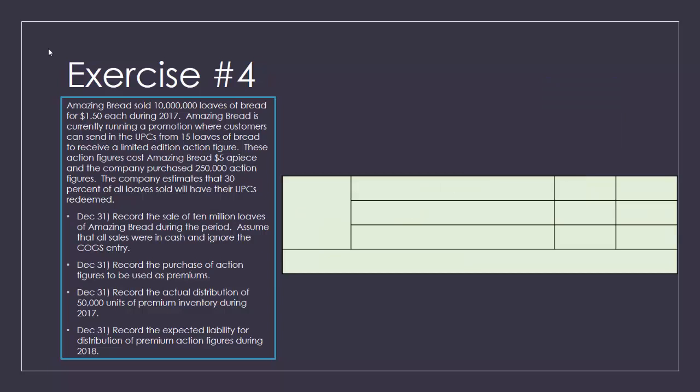In the third entry, we're going to record the actual distribution of 50,000 units of premium inventory. And when we distribute them, we're going to record the expense for it. So this is going to go under premiums expense. How much are we going to record under premiums expense? Well, it's the number of units, action figures, that we distributed during the period times what our unit cost was to buy those in the first place.